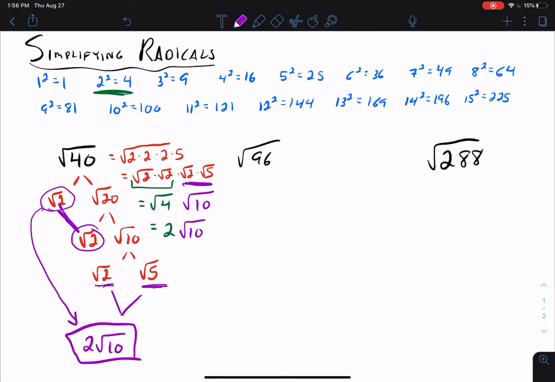All right, so let's do another example, square root of 96. So 96 is even, so I know 2 goes into it. 2 goes into it. Oops, sorry.